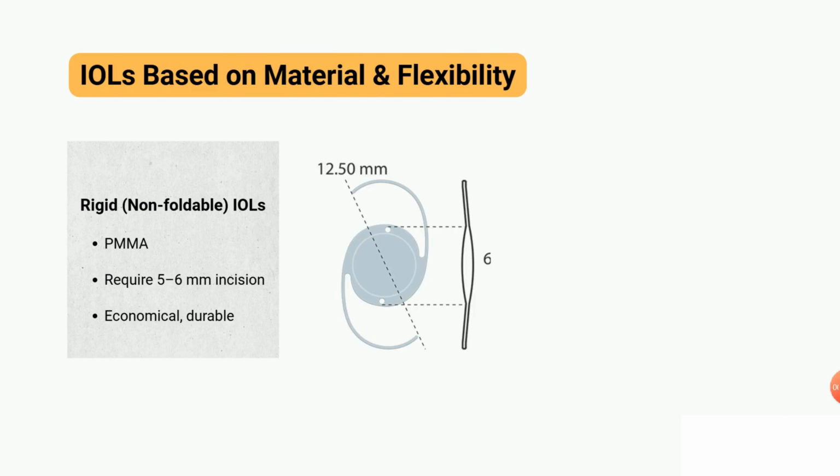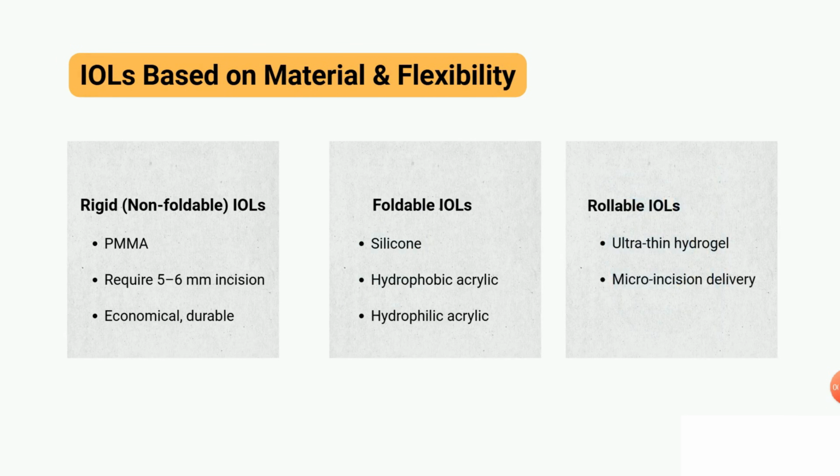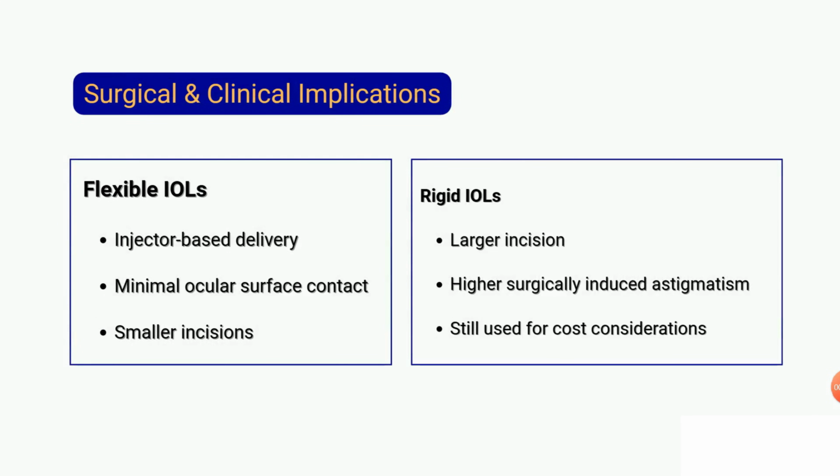Finally, the IOLs can also be classified based on material flexibility. We have the rigid or non-foldable IOLs, which are made of PMMA, and these require a 5 to 6 millimeter incision. These are economical but surgically less convenient. Then there are foldable IOLs, which are made of silicone, hydrophobic acrylic, or hydrophilic acrylic, and these allow small incision surgeries. We also have rollable IOLs, which are made of ultra-thin hydrogel lenses, and these IOLs can be rolled and injected through micro incisions. Flexible IOLs are delivered using the injector system, which minimizes the contact with the ocular surface and reduces the contamination risk, whereas the rigid IOLs will need a larger incision.